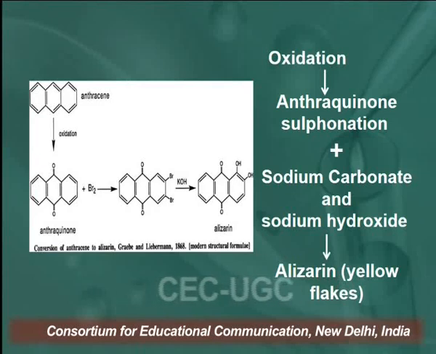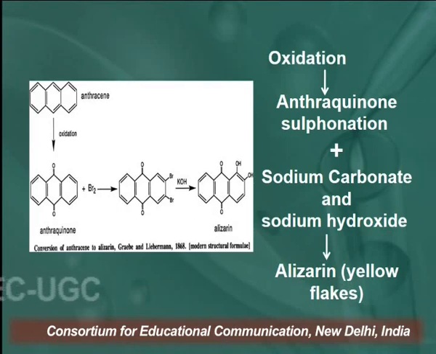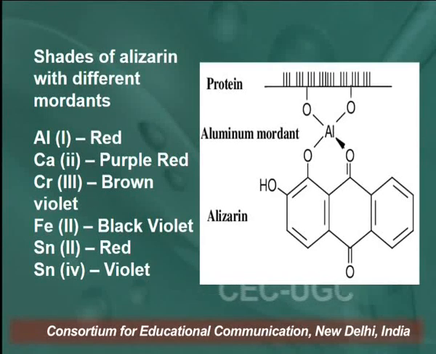So, there are 2 OH groups which act as oxochromes. Oxochromes are responsible for the deepening of colors. Learners, how do we get different colors from alizarin using mordants? So, mordants can be aluminum; when we use Al, aluminium, we get a red color.